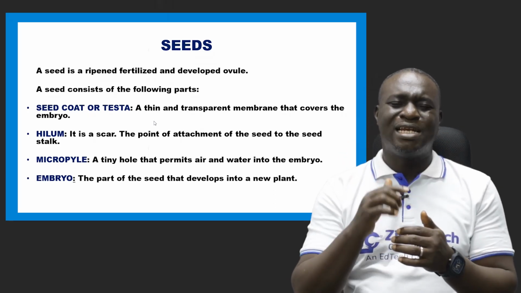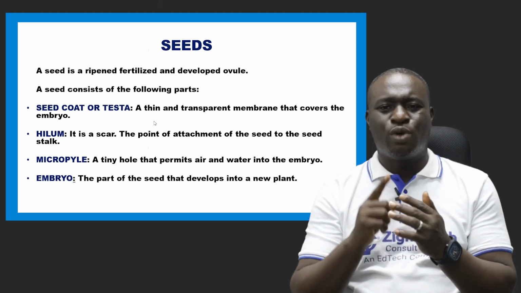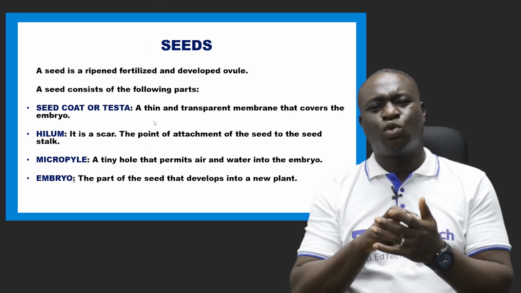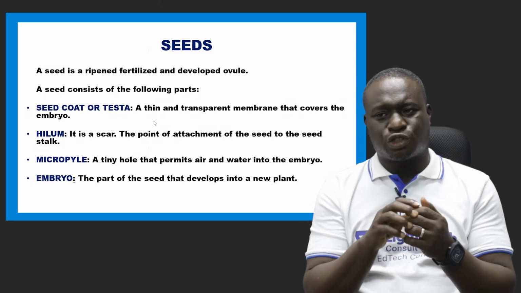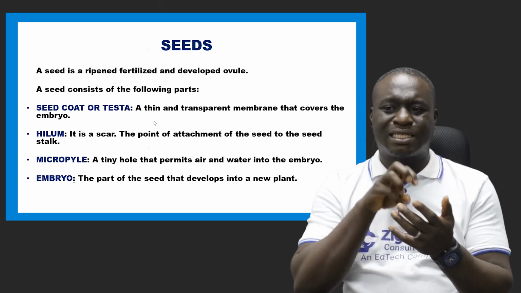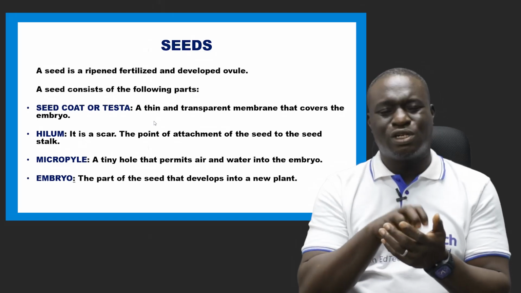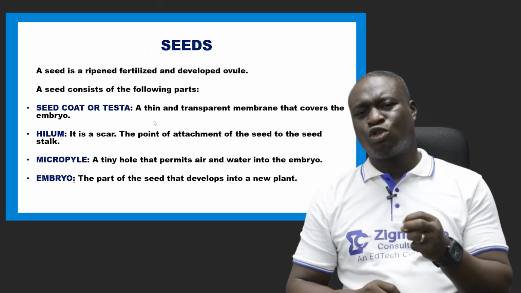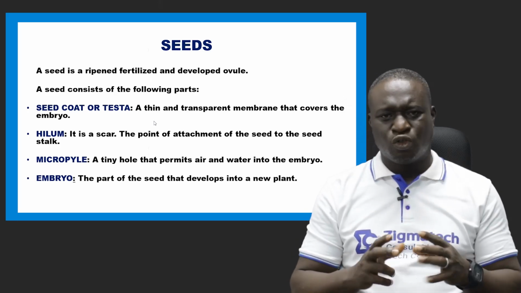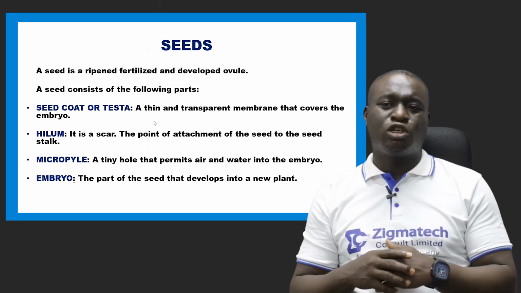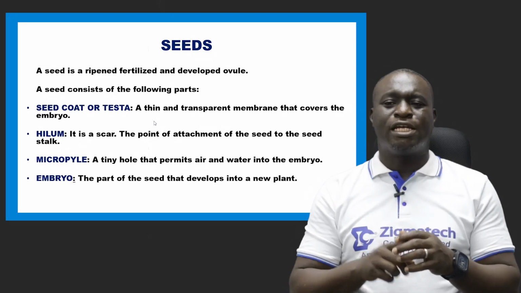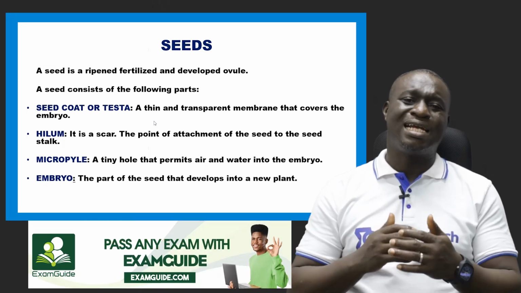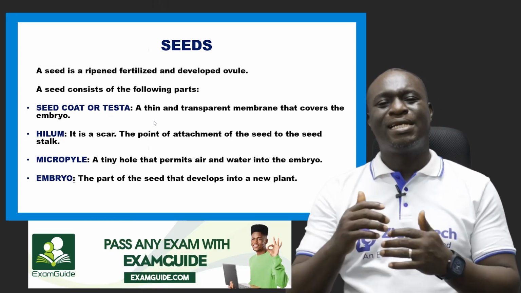Now, the next thing you find in a seed is the hilum. H-I-L-U-M. The hilum. Now, the hilum is a scar. That scar is actually the point of attachment of the seed to the stalk, or to the seed stalk. Now, the next thing you find also in a seed is the micropyle. Remember, I told you that a micropyle is a tiny opening or a hole. Now, one of the major functions of the micropyle in a seed is to allow air and water to enter into the seed.